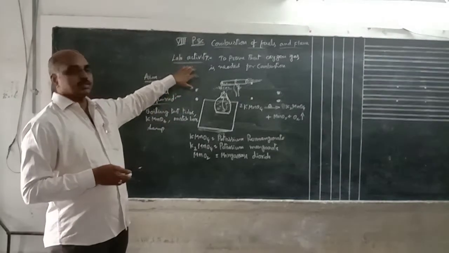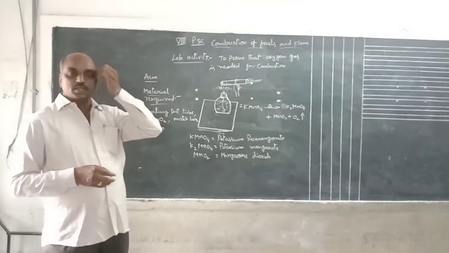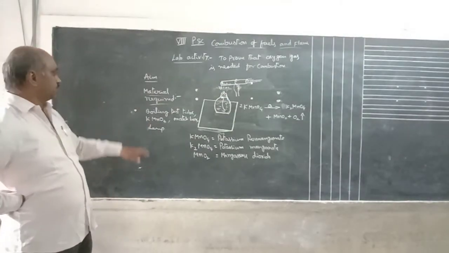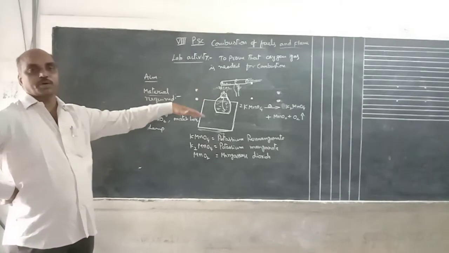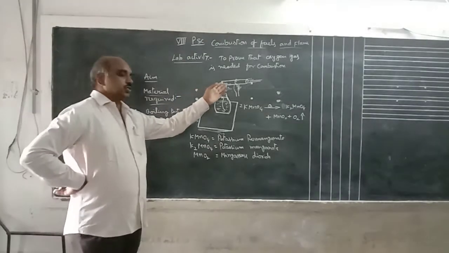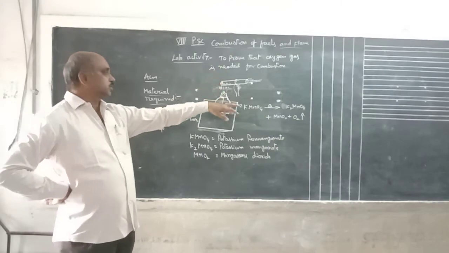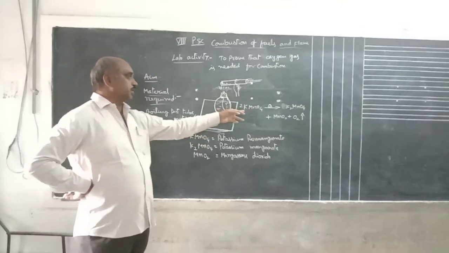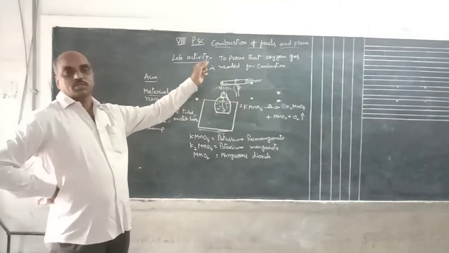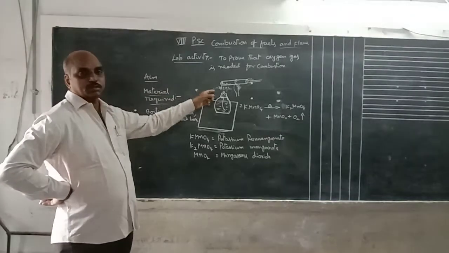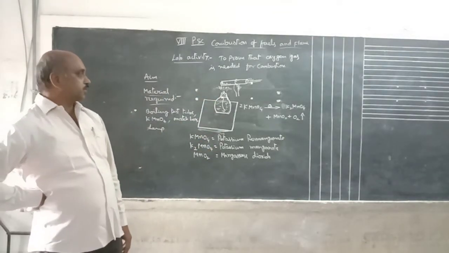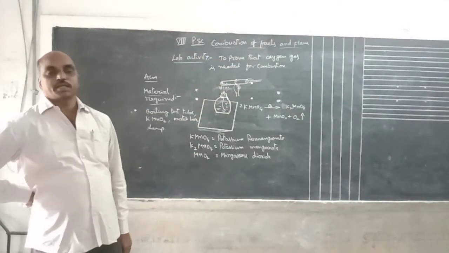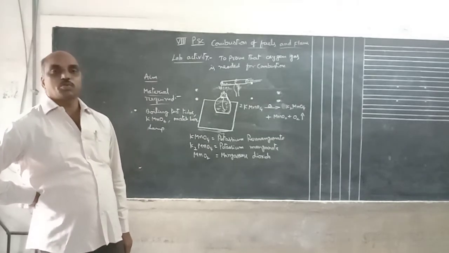Here is another lab activity, which you can prove in the lab. Procedure means write the experiment part. Take a clean and dry boiling test tube and keep some quantity of potassium permanganate. This test tube is kept over the flame of the gas burner. After heating some time, it releases oxygen gas. At that time, you keep the burning splinter. It catches fire immediately and burns more brightly.